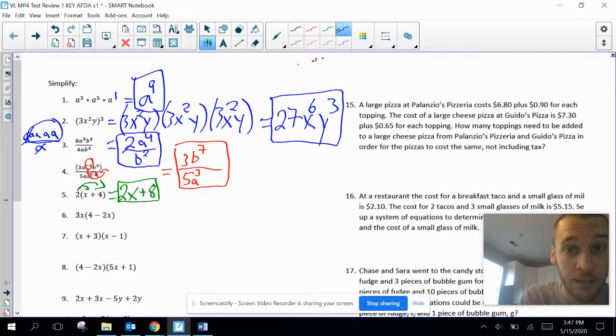Same thing on number 6. We're going to distribute this 3x, the whole thing. So 3x times 4 is 12x. And 3x times negative 2x is going to be negative. 3 times 2 is 6. And then x times x is x squared. Final answer right here.